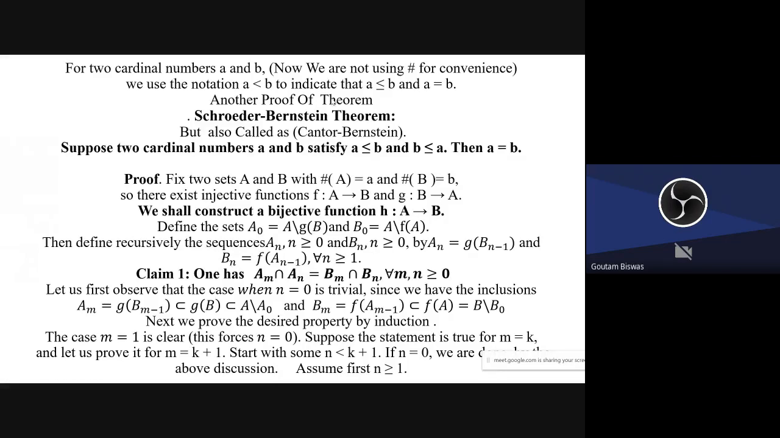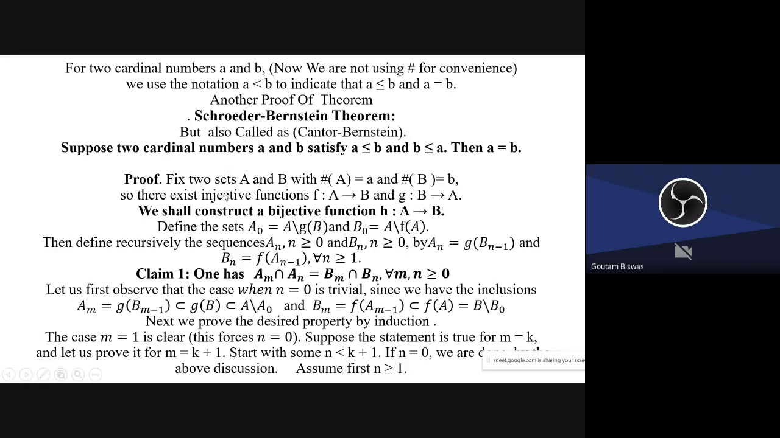Now, this is the second proof of the Schroeder-Bernstein theorem. This proof is given by Cantor, so it is sometimes called the Cantor-Bernstein theorem. Suppose two cardinal numbers a and b satisfy this and this, then a is equal to b. This is the cardinal number version of the Schroeder-Bernstein theorem.